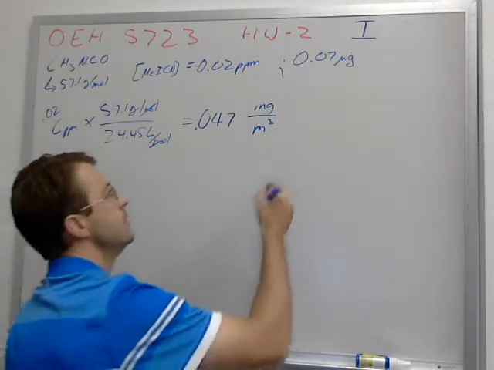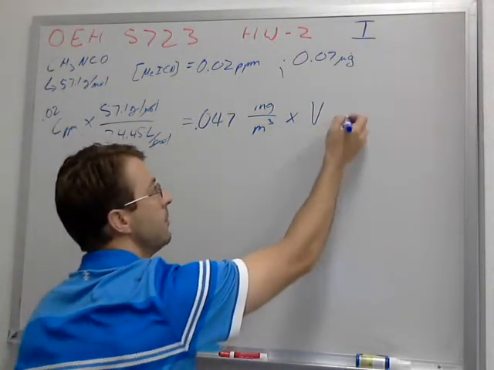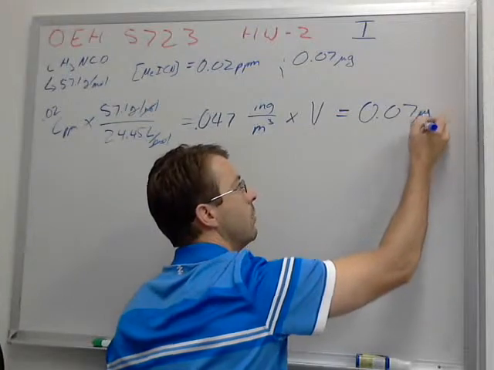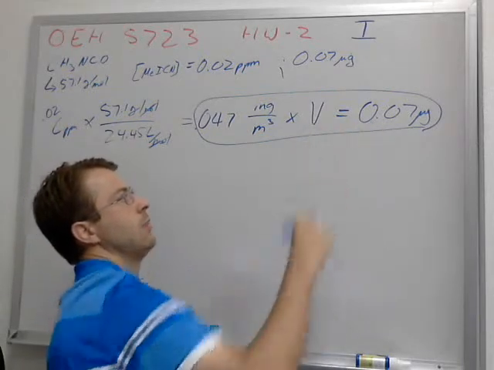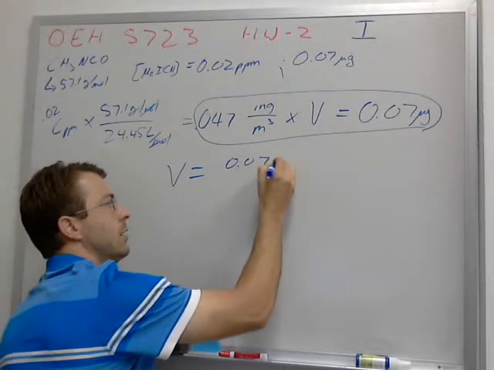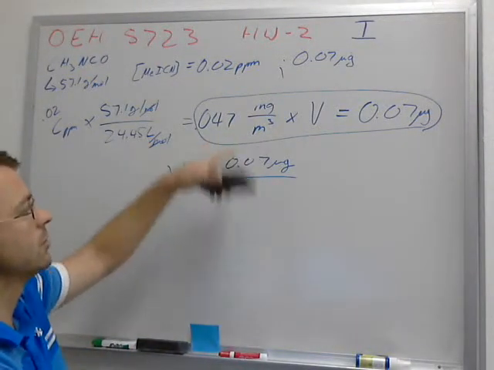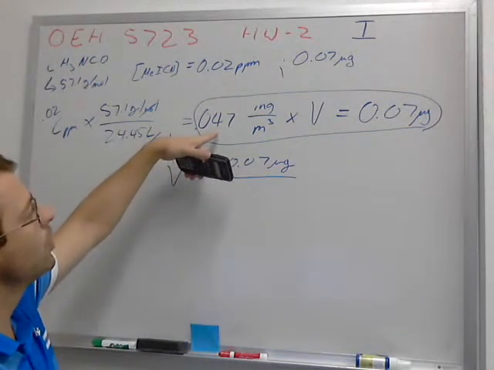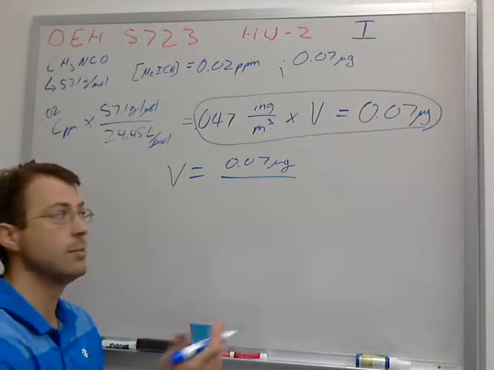So now that we have this in mass units, we simply need to multiply it by some volume, a volume that we don't know yet, and that should give us 0.07 micrograms. So at this point, this is our new equation, and we're just going to solve for volume. So our volume equals 0.07 micrograms divided by milligrams per cubic meter. So our units are not going to be right here, and we're going to have to adjust those. So 0.047 milligrams per cubic meter, if you make that micrograms, it's going to be 1,000 times larger.